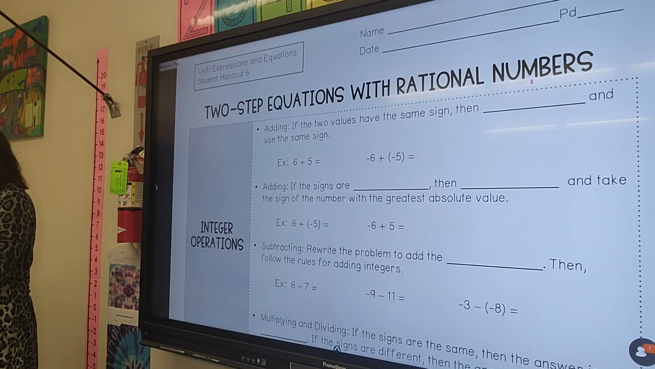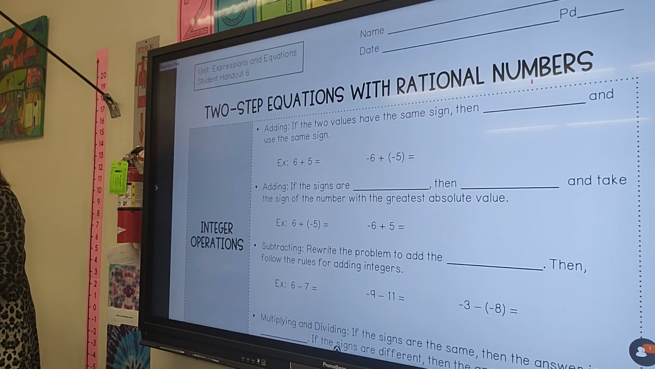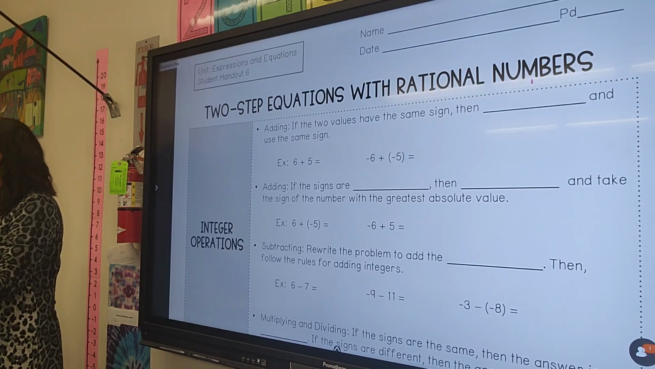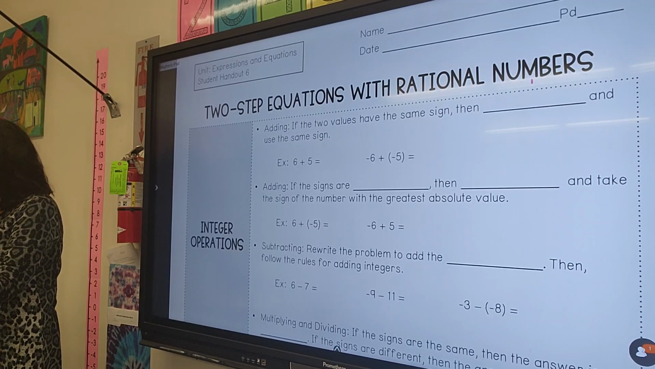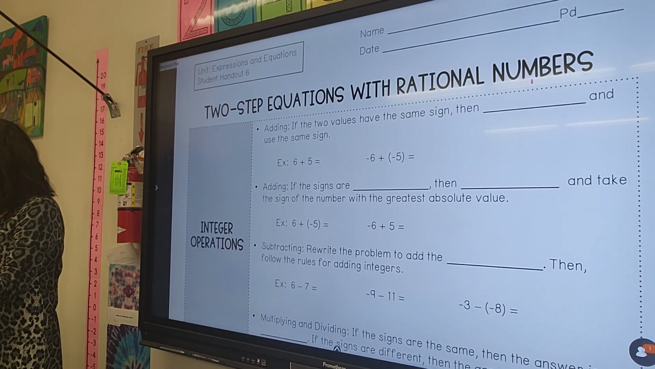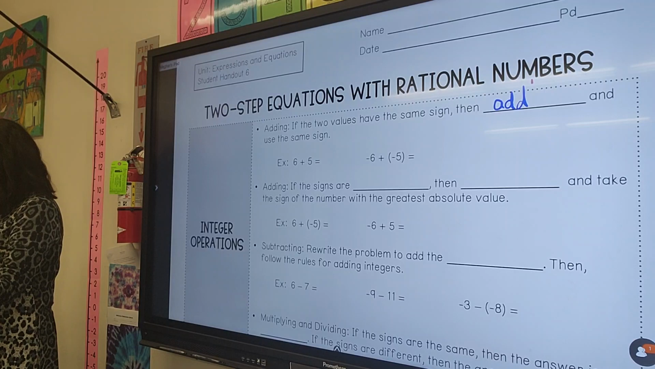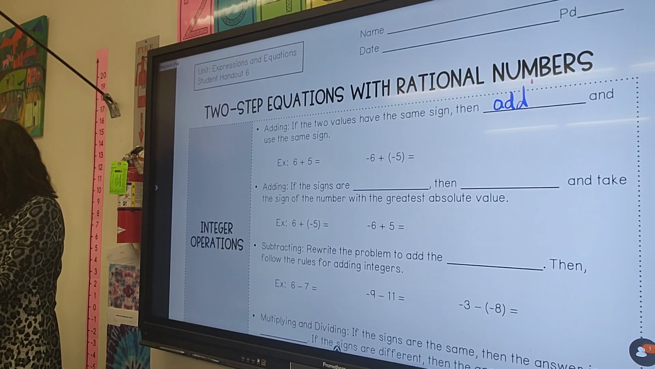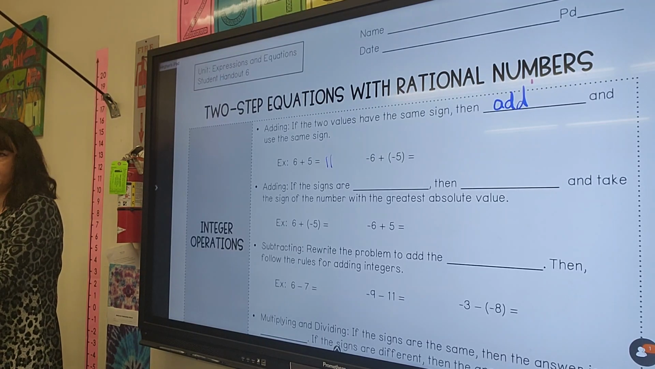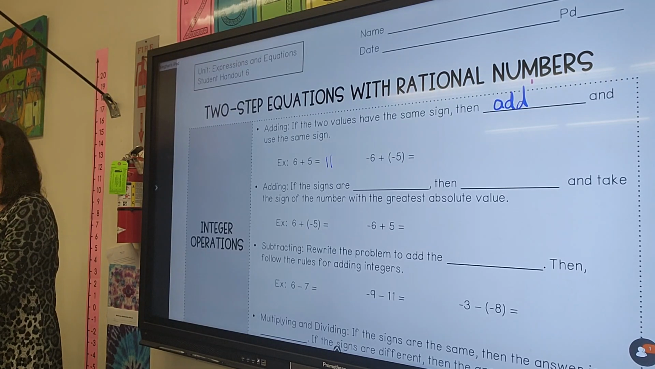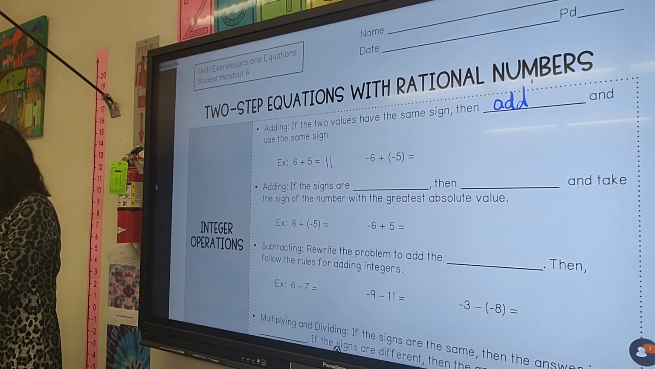Lesson on two-step equations with rational numbers. We're reviewing integer operations, so we'll just go through that. When we add two values that have the same sign, we just add and we keep the same sign. Remember that? A positive plus a positive is positive, a negative plus a negative is negative. So 6 plus 5 is 11, negative 6 plus negative 5 is what? Negative 11.